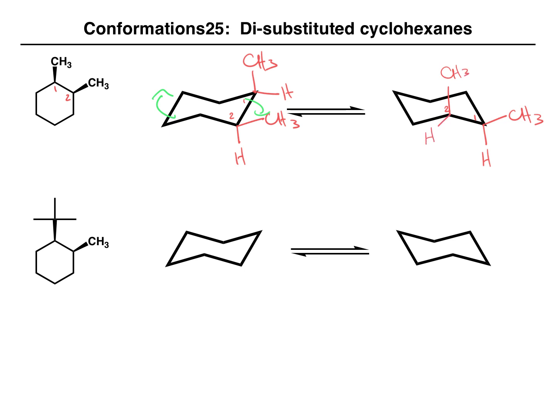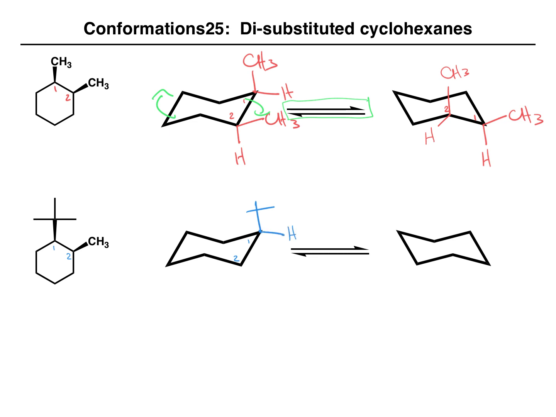In both cases, we have one axial substituent. The substituent is the same, and so both conformations are equal energy. So the equilibrium lies right in the middle. How does this change when we're looking at different substituents? So here we have a t-butyl group and a methyl group. So I'm going to call this carbon 1, carbon 2, and carbon 1, carbon 2. So at carbon 1, we have our t-butyl group on the top face and our hydrogen on the bottom face.